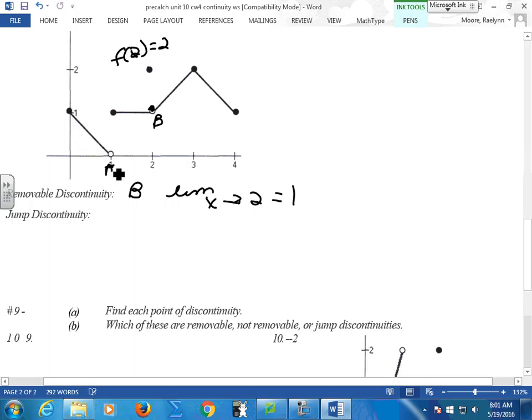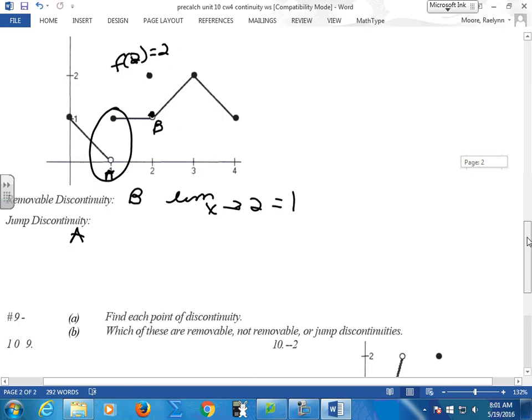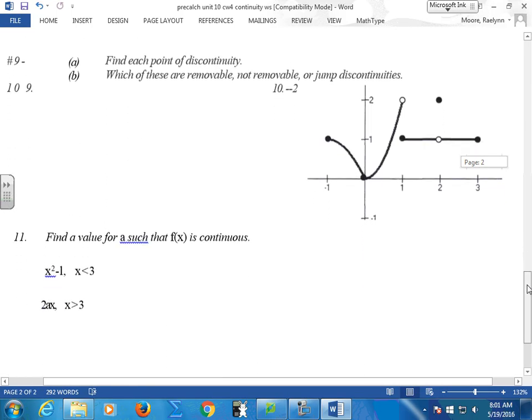What's this guy called? A jump. This is point A. The limit does not exist. I have to physically pick my pencil up and jump over. The limit does not exist. Okay? And these down here were pretty good. I like these guys too.